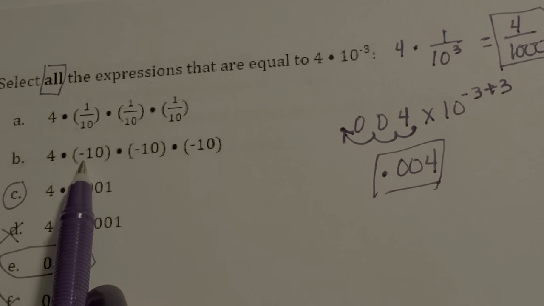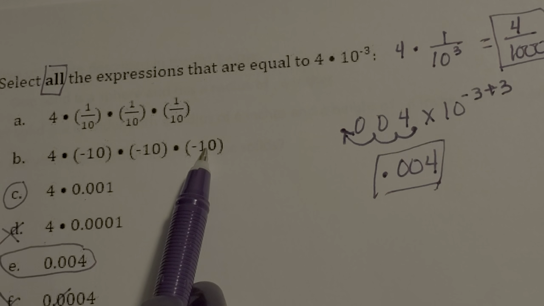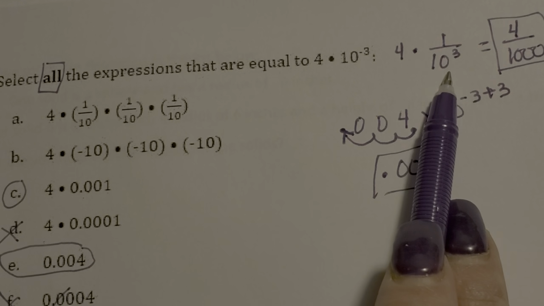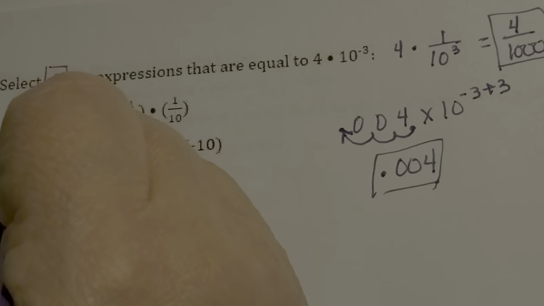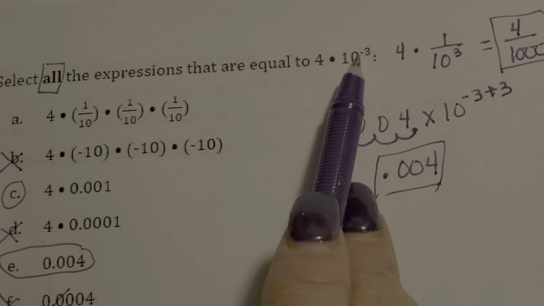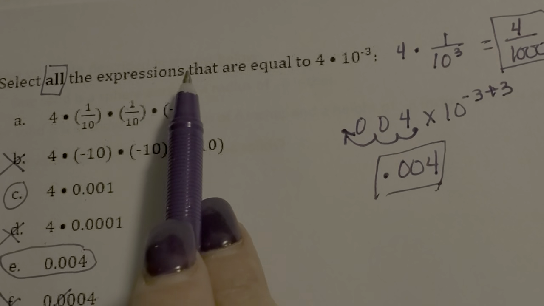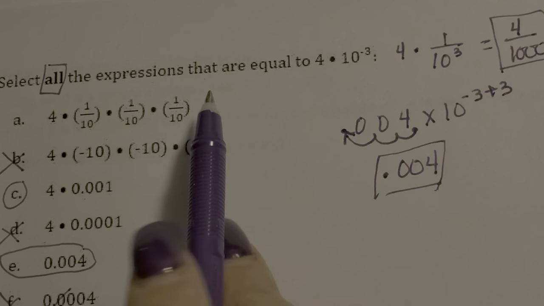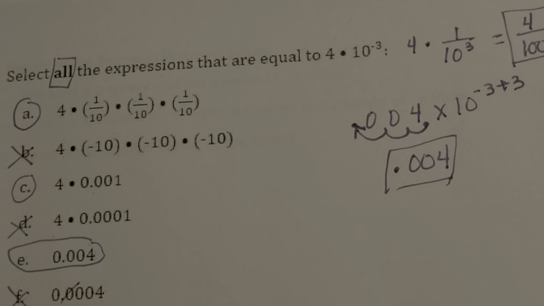Then I have 4 times negative 10, times negative 10, times negative 10. 10 to the negative 3 power is not negative 10. This is not the same. But 1 over 10 to the 3rd is 1 over 10 times 1 over 10 times 1 over 10. Therefore, A would also be equivalent.